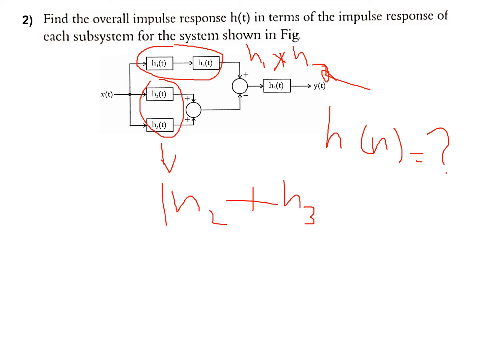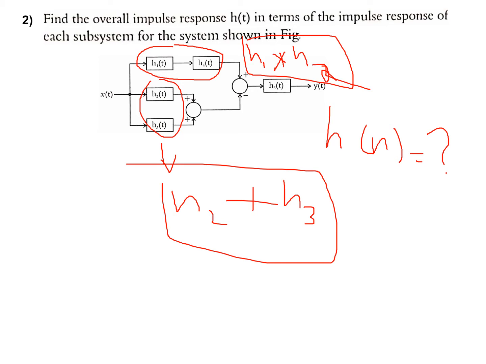Now this is one block, and this is the other block, and they are in subtraction. Now this output and this final output are actually in difference form. That means I can write like this: h1 convolution h2 minus h2 plus h3. I'll put this in a bracket because plus and minus have similar priority. So this is what I get.